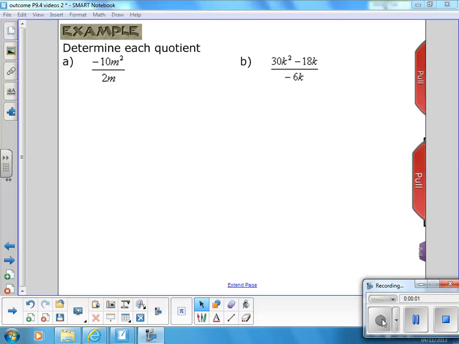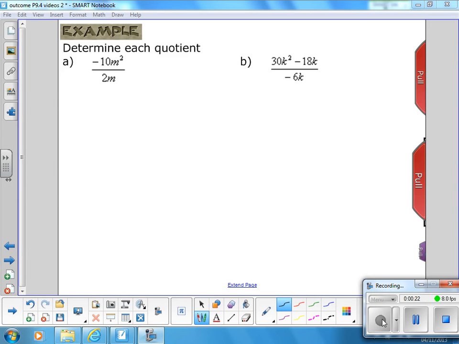In this lesson, we are going to extend our knowledge of dividing polynomials so that we're dividing by a monomial. So now there's a variable in the denominator. So if we have negative 10m squared and we're going to divide it by 2m, we can actually picture what this means using guiding tiles.